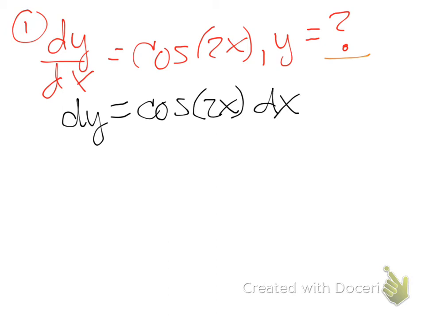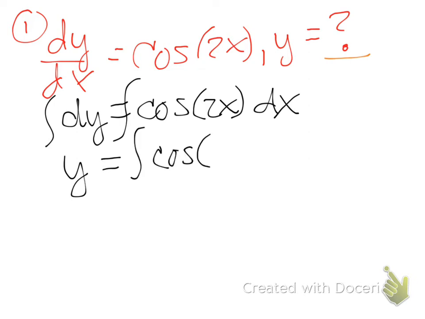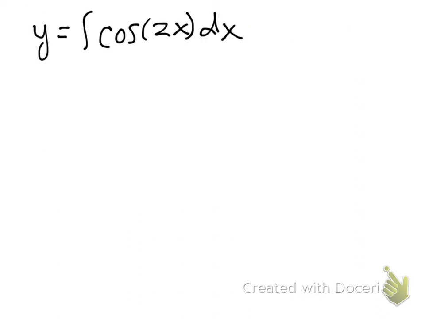In order to go from this problem that's derivative to my original problem, I'm going to have to integrate. And I'm going to integrate both sides. Of course, the integral of dy is just y. And now we're left with y equals the integral of cosine of 2x dx. Okay, so at this point, I am ready to try to find the integral.